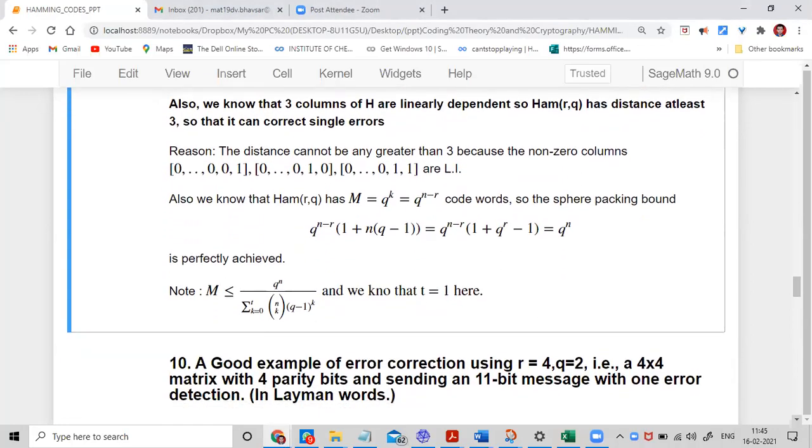So perfect code means, why it is a perfect code, that you need to check. So equal to here, equal to means, but what is t? t equal to 1. So what is this sum actually? Can somebody help me? Can you enlarge it?